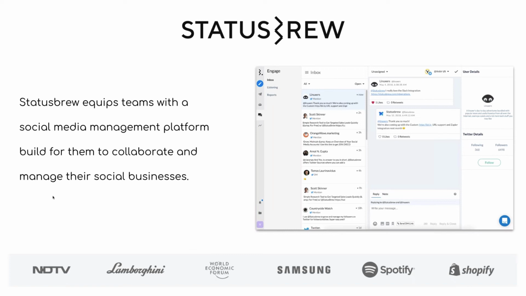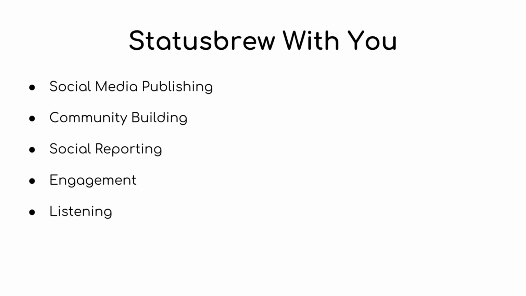And now we'll be beginning with today's webinar. Statusbrew helps you with social media publishing. That's the webinar that we talked about last time. Anything that you want, all the campaigns that you run across all the social networks, you can manage them. Community building is the thing that we're going to talk about in detail today. We also provide great social reports that you can share with your team, or with your clients in case you are an agency.